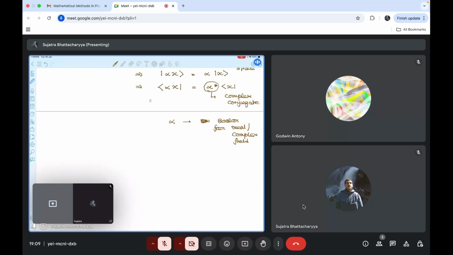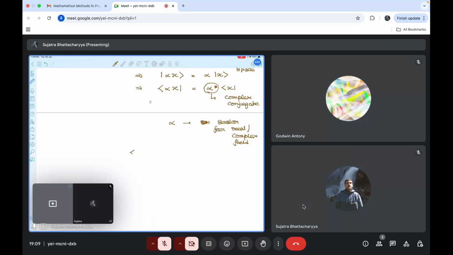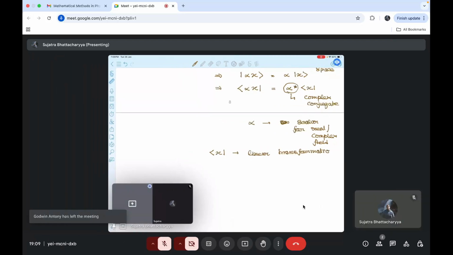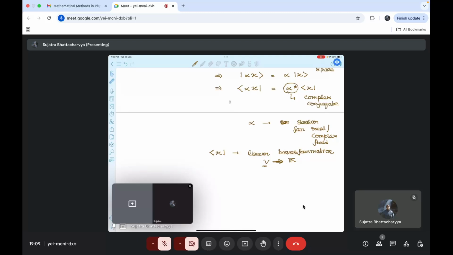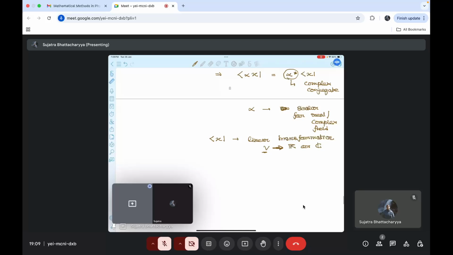If you further want to discuss this notation, it is nothing but a kind of linear transformation. It's a linear transformation in V, which goes to R, or I would say V to R. So this is already in V space and it is going to an R space. Similarly, or complex space we can say. Fine.